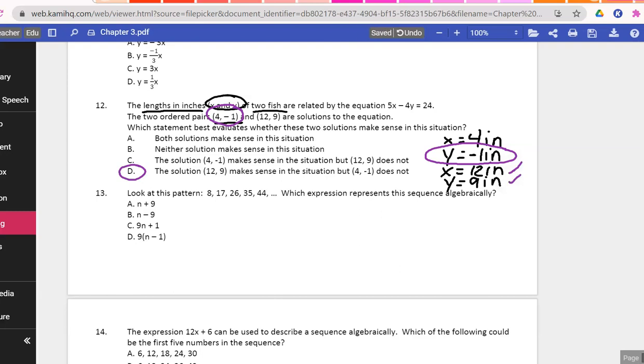But 4, -1 does not. A 4-inch fish makes sense, but you cannot have a fish with a length of -1 inches. That just doesn't work. So no math, just kind of reading and reasoning there. I know it's weird, but here we are. So that was 12. We are going next to number 16.